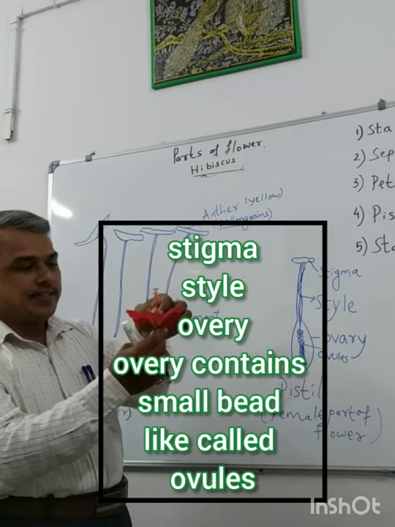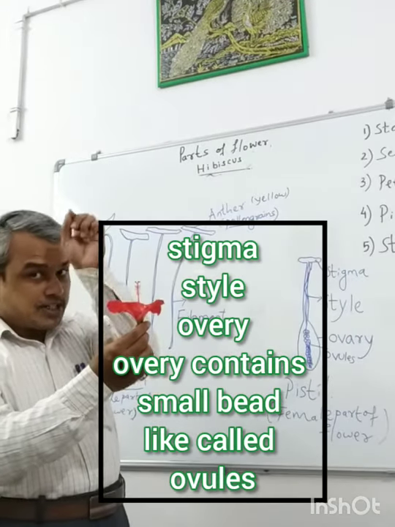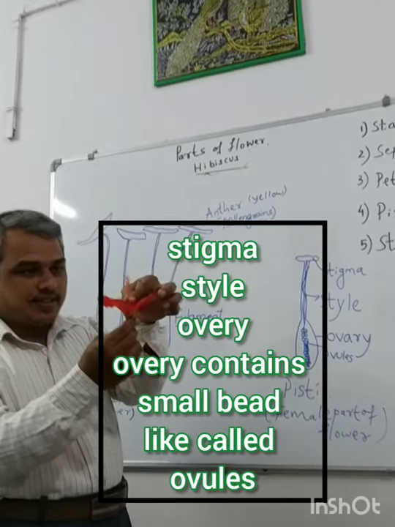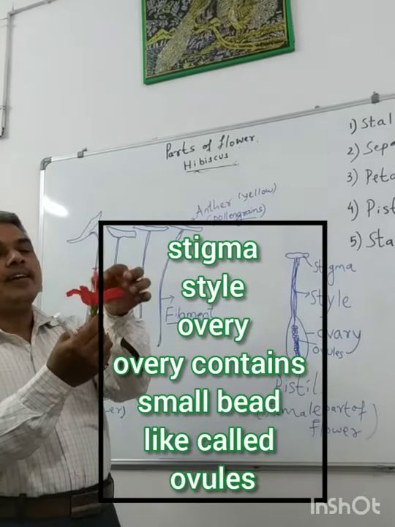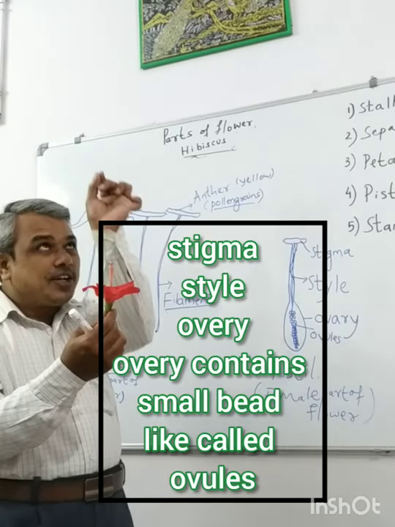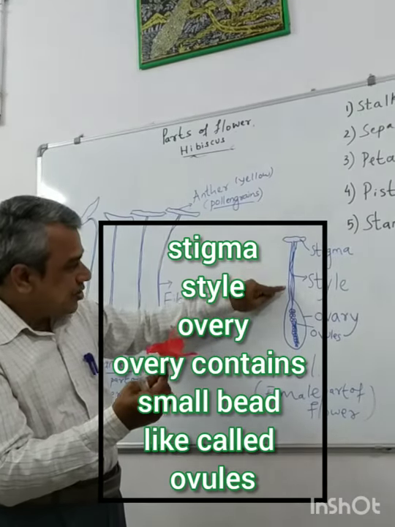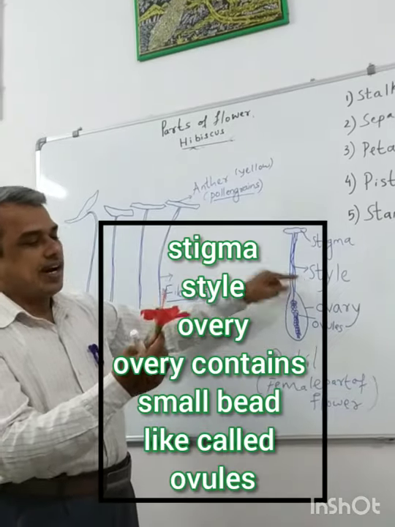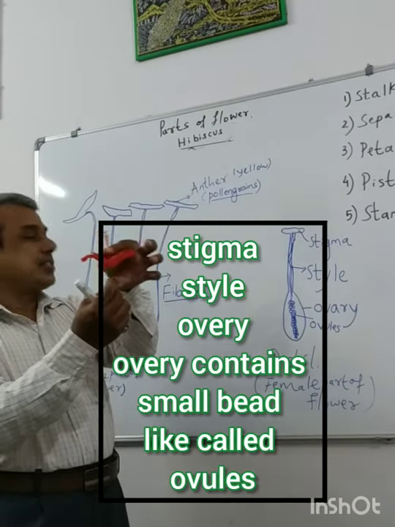If you separate this one, inside you will get one white color tube-like structure. The outside cover is pink, red. But if you remove this, inside you will get one thin white color tube. That white color tube is what we call the style.